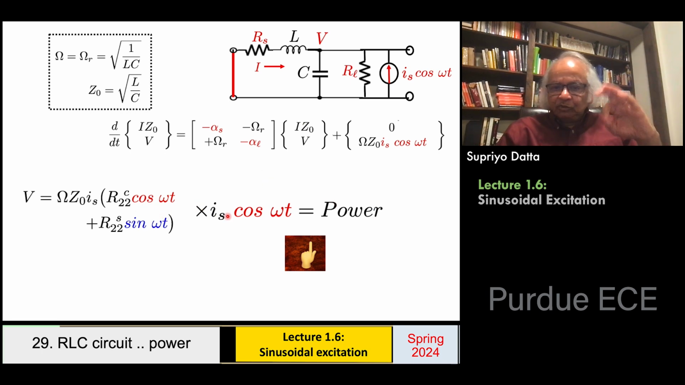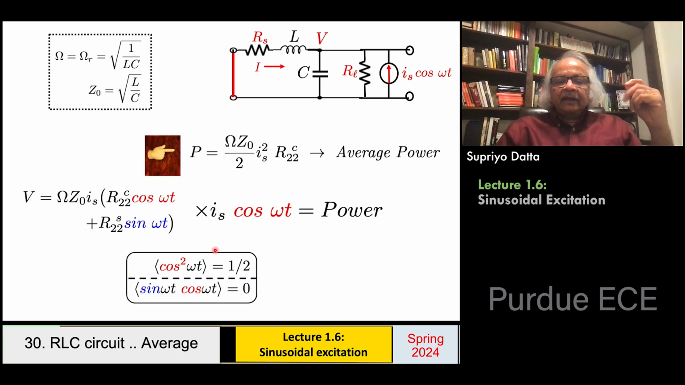So again, you'll get two terms. There'll be a cosine square omega t and a sine omega t cosine omega t. And if you time average it, cosine square omega t has an average of half, whereas sine times cosine has an average of 0. So the second part, that's what people usually call the reactive power. We don't worry about that. But for the active power, cosine square omega t gives you a half. That's what I've put in here.